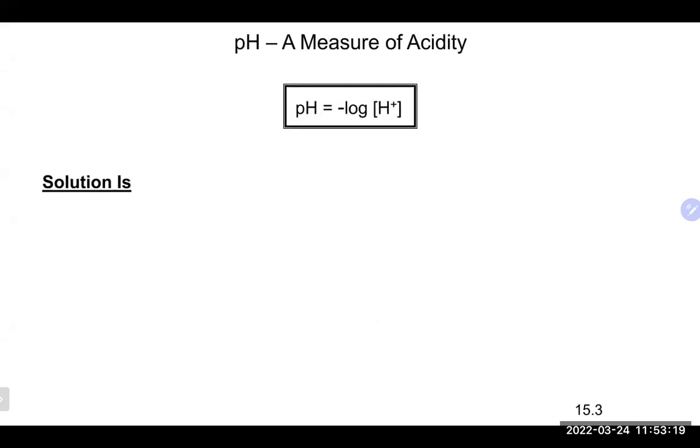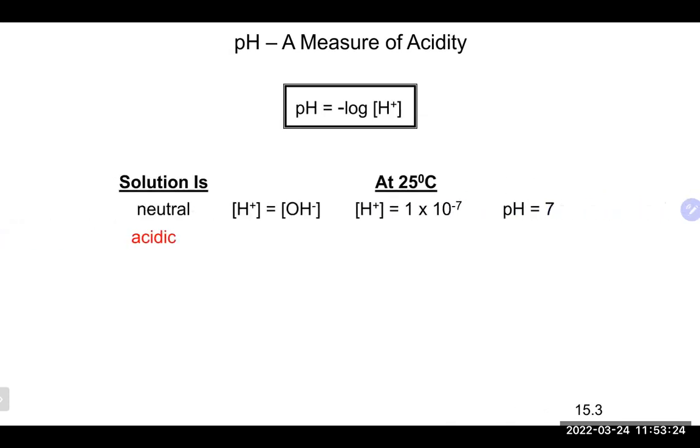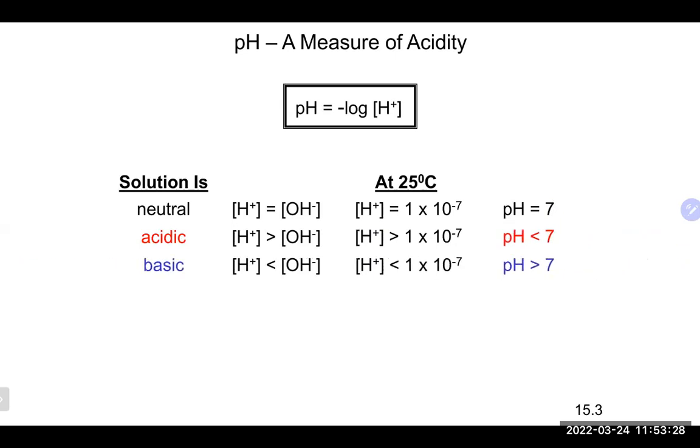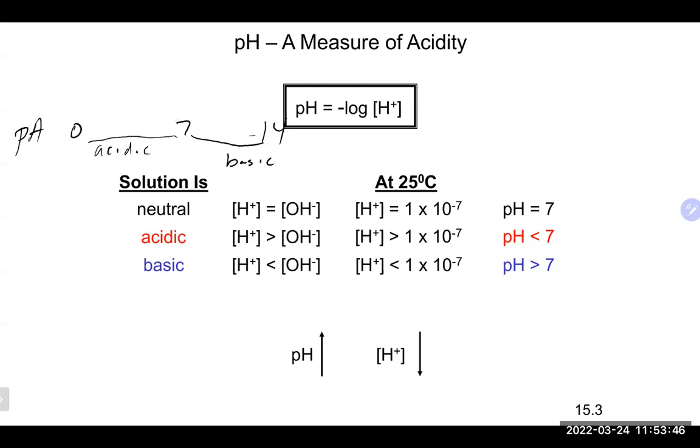All right, so another way that we do measure acidity of a solution is using pH, and the pH scale does run from 0 to 7 to 14, and below 7 to 0 is acidic, above 7 to 14 is basic, and technically speaking, dead on 7 is neutral.